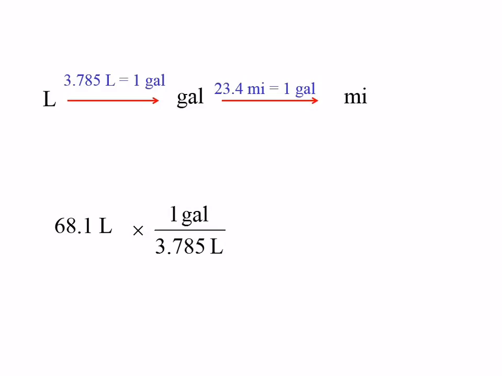Perfect. So my liters have canceled. I'm left with units of gallons. Now I'm ready to use my gas mileage. I want gallons to cancel, be left with miles. So what does that last one look like? On the bottom, 23.4 miles. Yep, you both said the same thing, 23.4 miles over 1 gallon. So my units of liters have canceled, gallons have canceled, I'm left with units of miles, which is perfect.